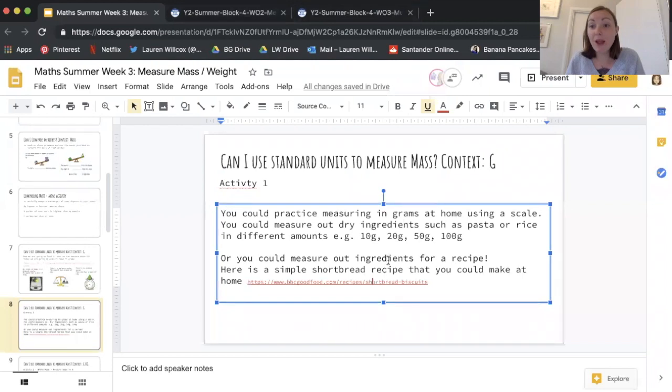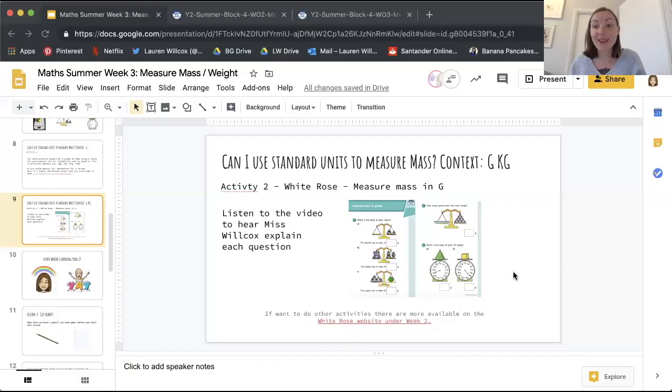So have a go at measuring at home. You could take a picture. You could write it in your comments box to show us what you have been up to at home. But you can pause the video here and have a go at that.